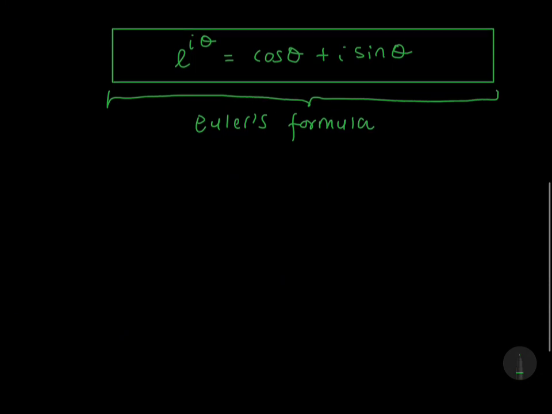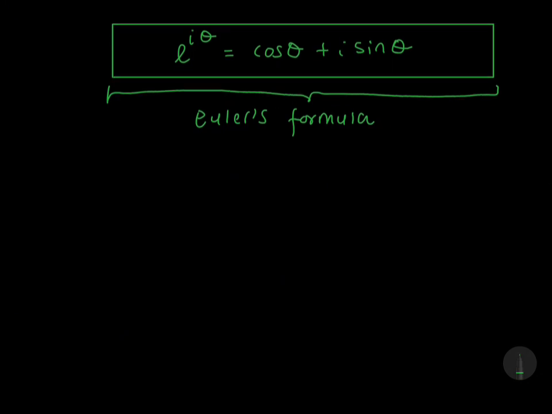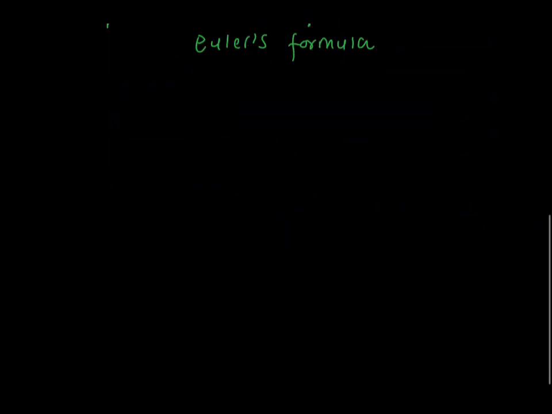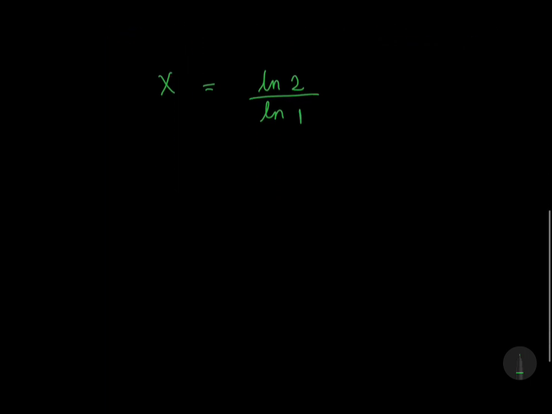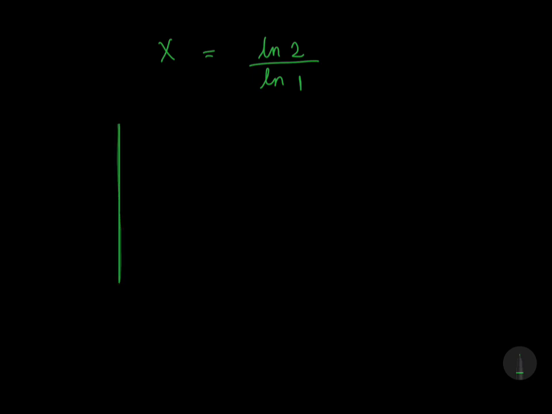Okay, just notice something. Because we have x = ln 2 over ln 1, in the complex plane where we have real and imaginary axis, 1 will be somewhere here.